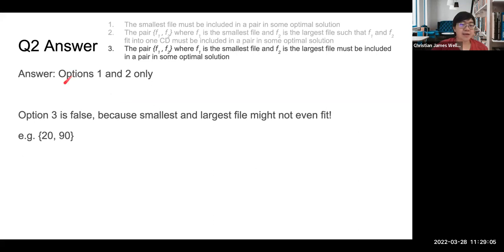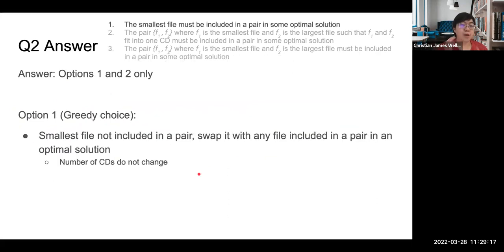But I think option 3 is great. No one chose option 3. Option 3 is false clearly because the smallest and largest file might not even fit. So I think it's not worth discussing for too long. But option 1, why is it the case that the smallest file must be included in a pair in some optimal solution?